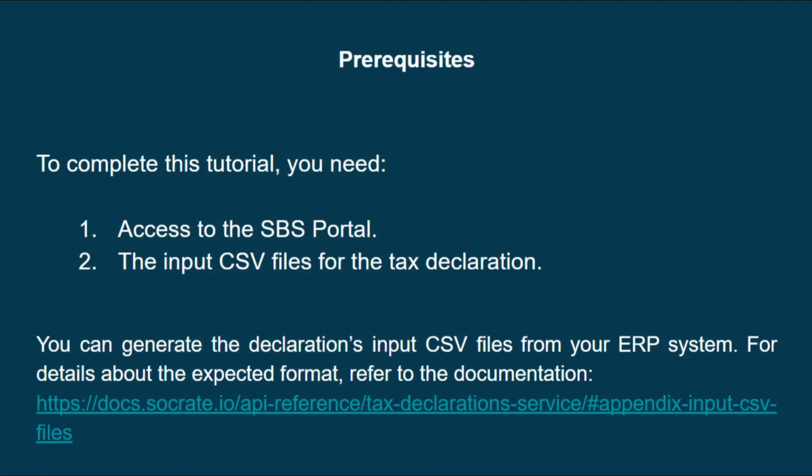To complete this tutorial you need access to the SBS portal and the input CSV files for the tax declaration. You can generate the declaration's input CSV files from your ERP system. For details about the expected format, refer to the documentation.